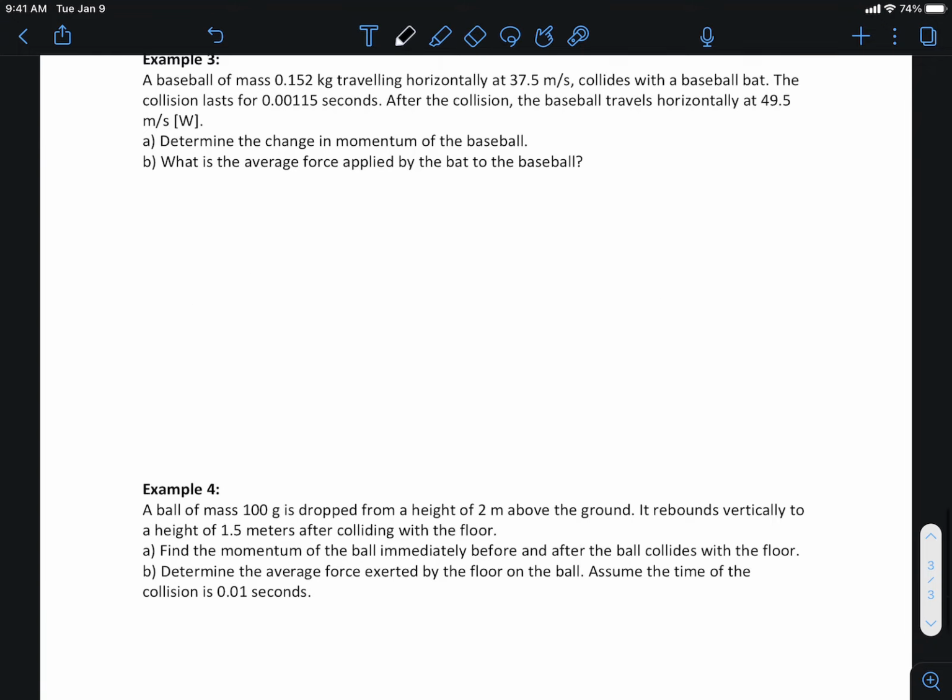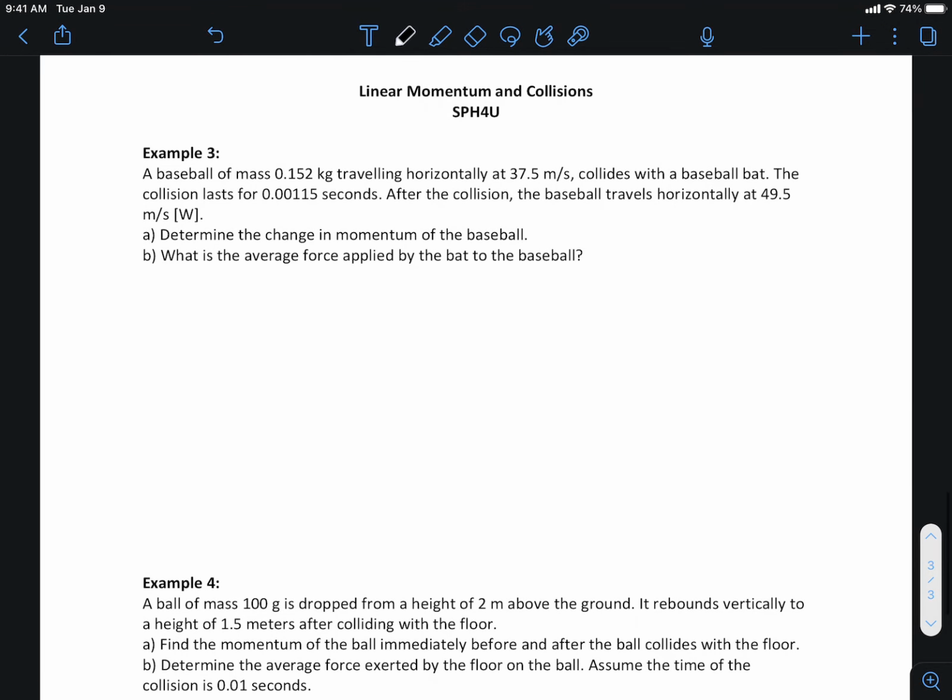Okay, I've got two more examples here. We'll try to go quick and wrap this up. I don't know how long we're at here.